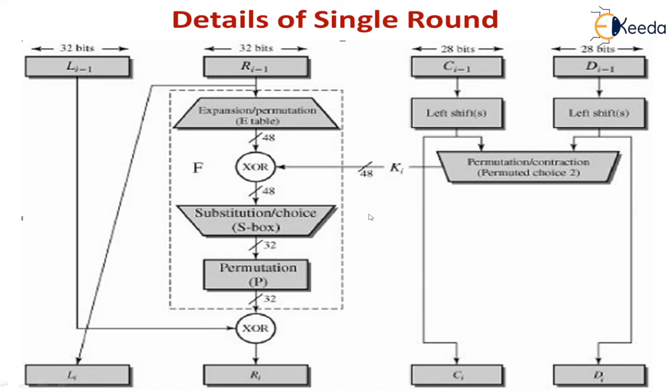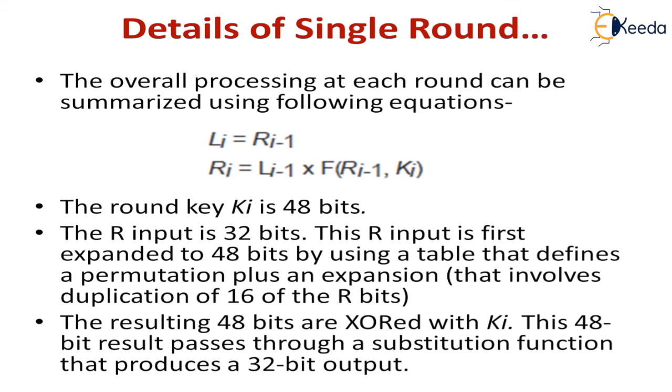Now this operation can be seen with the help of these equations. Overall processing at each round can be summarized with this equation, that is Li is equal to Ri minus 1, as I told, and Ri is given as Li minus 1 XOR f of Ri minus 1, Ki. The round key Ki is 48 bit. The R input is 32 bit. This R input is first expanded to 48 bit using the table defined in the permutation plus an expansion.